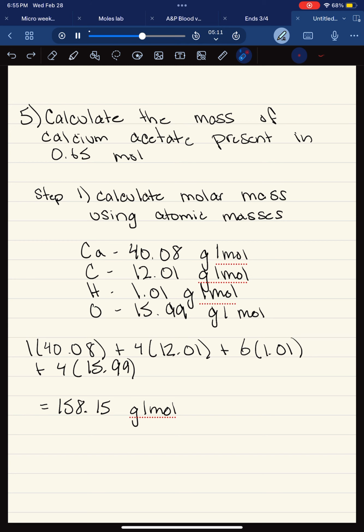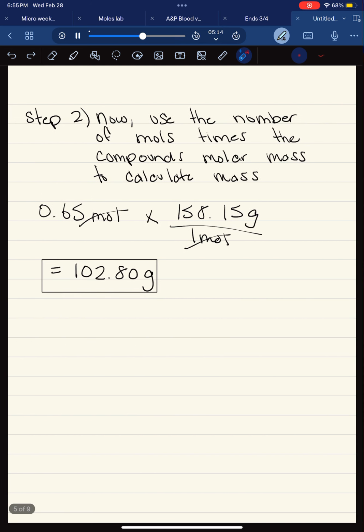And then we're going to come to this slide where we are going to use the number of moles times the compound's molecular mass to calculate the mass. So we're going to take 0.65, and we have to cross multiply here to get rid of moles and take us into grams. So 0.65 times 158.15 grams over 1 mole, cross these two out, equals 102.80 grams.